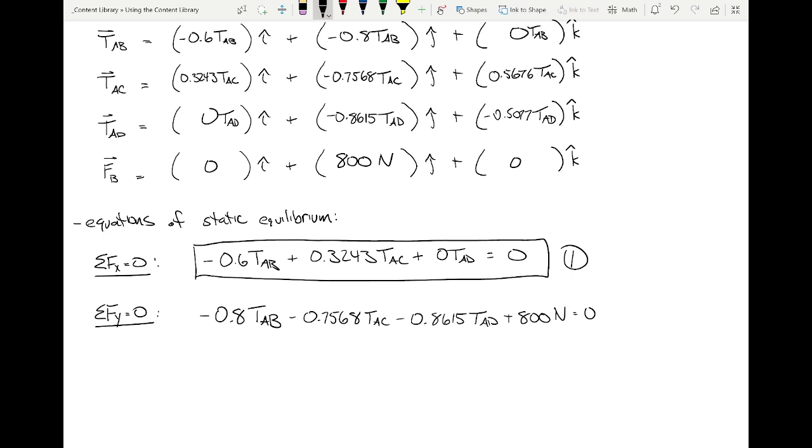What I'm going to do is take that 800 newtons and move it to the other side of the equation. The reason I'm doing that is the same reason that I threw this 0 TAD in here: I want it to look the same way it needs to look when I use my equation solver in my calculator. So I'm going to take this term, move it over there, and call that equation 2.